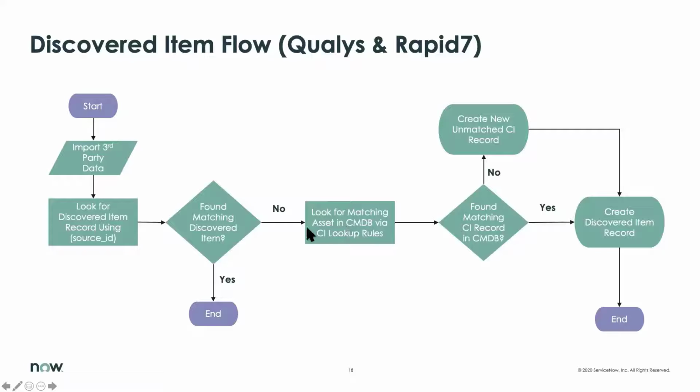But if not, we have to use those lookup rules that we just talked about to find the best asset. And it may be that there's no good match. So we have to create that unmatched CI record. A lot of what Andy's going to be talking about is unmatched CIs and the strategy for managing those. But finally, if we've already got one, then we just create that discovered item record to link the vulnerable item to the existing CMDB record.